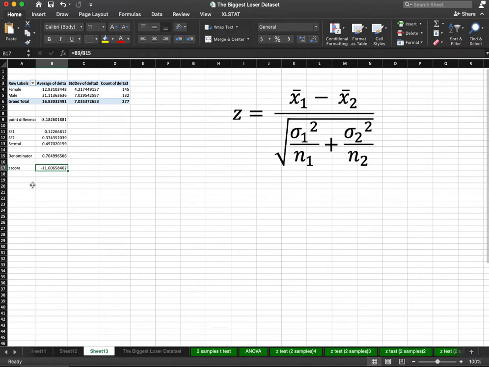All right, so that's saying, is there a difference between the weight loss between men and women? Yes. The average weight loss between men is not the same as the average weight loss with women. In the people on the show, The Biggest Loser.